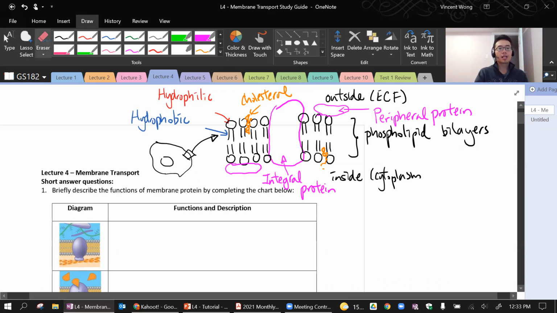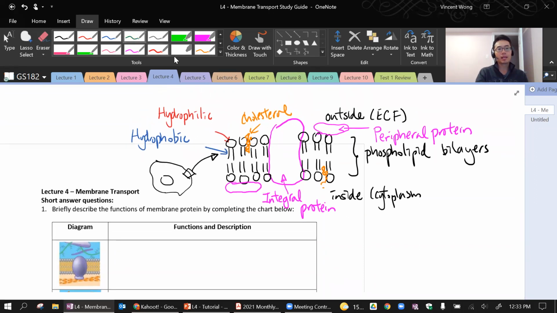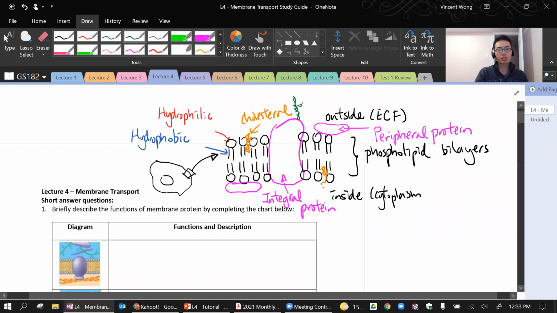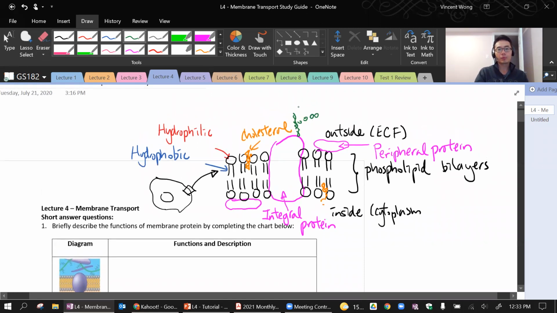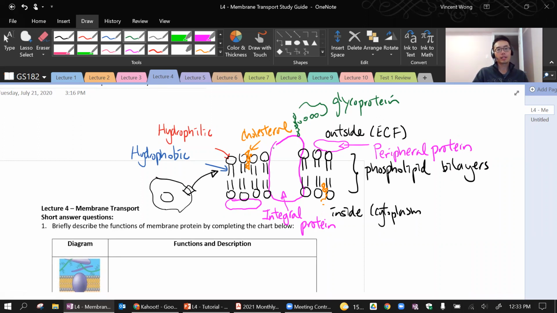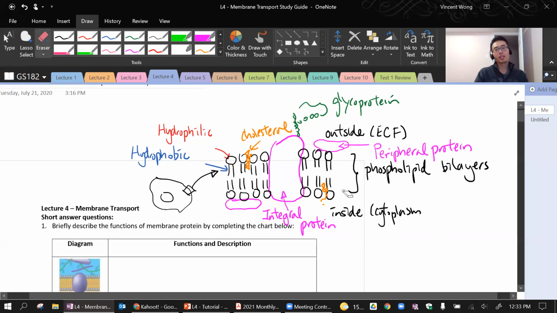Sometimes on the proteins or on the phospholipids, you might have sugar molecules stuck on them. You might have other lipid molecules stuck to it. If a protein has a sugar stuck on it, then we call it a glycoprotein. So an integral protein can also be a glycoprotein if there is sugar stuck on it. You might also have lipoproteins, which have a lipid stuck on a protein. So that's a really quick review of some of the key components of the cell membrane.